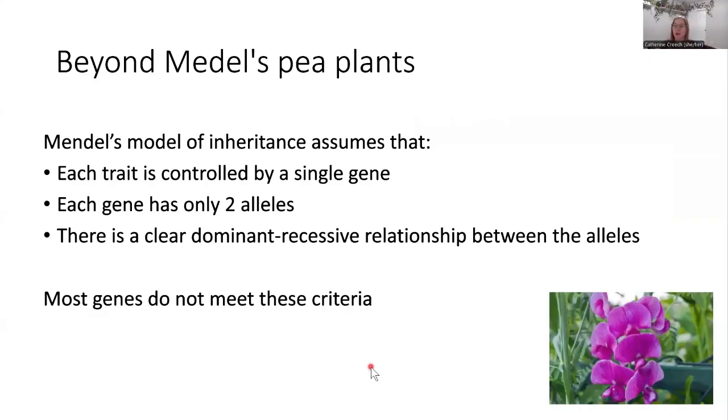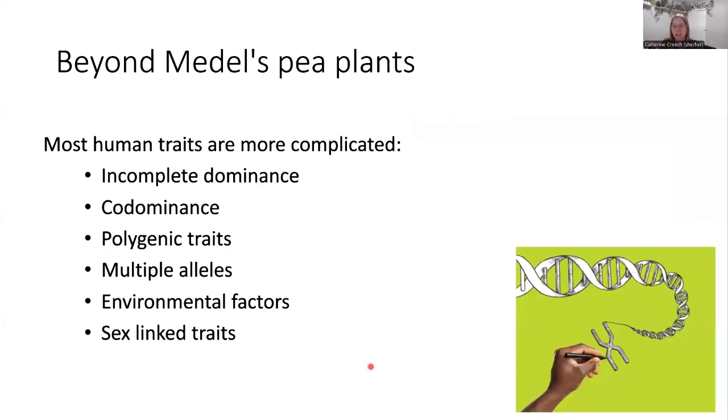Mendel is having a great time working with his pea plants, but everything that we've talked about so far assumes that there's only one gene that controls the trait, that there's only two alleles, dominant and recessive, and that there's a clear relationship between them as dominant and recessive. Now, that's not the case in real life. Our non-Mendelian genetics include all sorts of really cool things, and we'll go through them one by one.